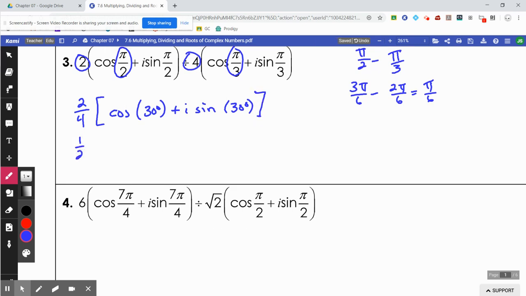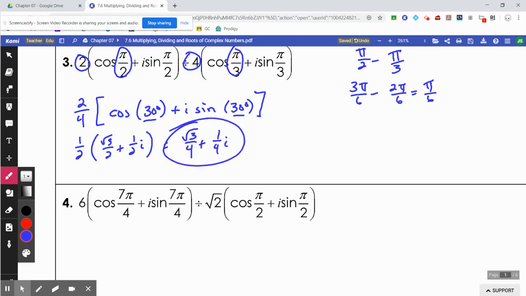You have a 1/2 out front. The cosine of a 30-degree angle, these are both in the first quadrant, so everything's positive. The cosine of 30 will be root 3 over 2, plus the sine of 30 will be 1/2. So there's what you now have. Distributive property, that'll be root 3 over 4 plus 1/4 i, and that is now in complex form.